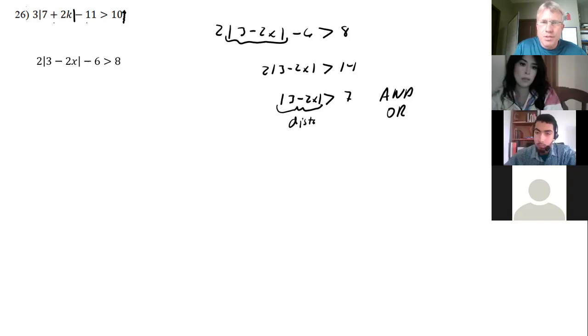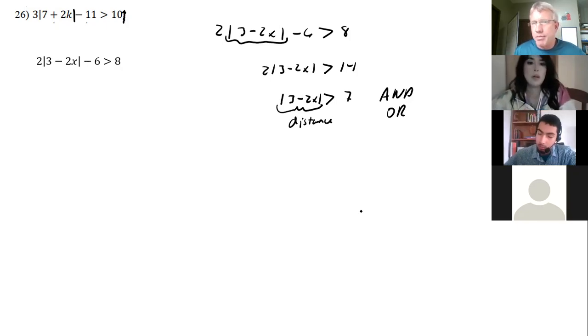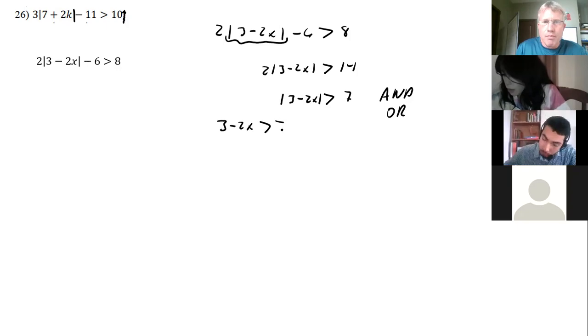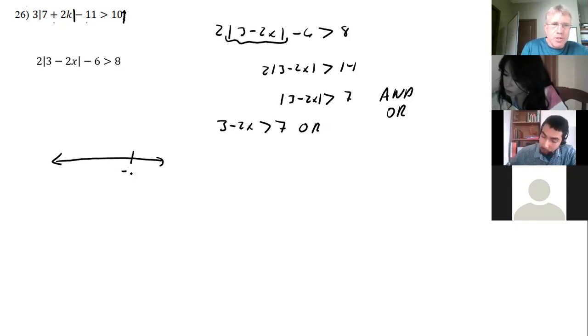This is a distance, and the distance needs to be greater than 7, which means the numbers can get big, because you want them to be bigger than 7, or more than 7 units away from 0. So this is an or situation. So either 3 minus 2x has to be bigger than 7, or, right on the number line, the bounding numbers are going to be plus or minus 7 for the 3 minus 2x.